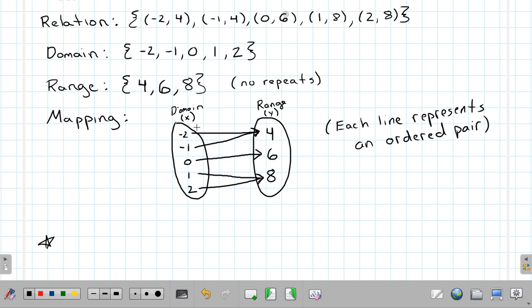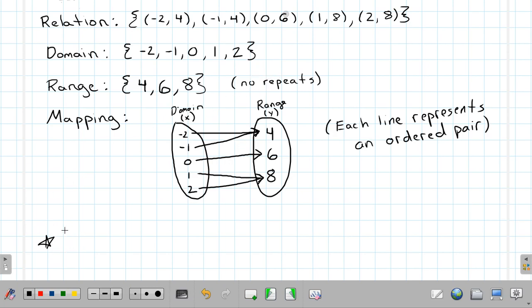Okay? So we have the ordered pair -2, 4, since there's a line connecting -2 and 4. And the same with -1, 4. 0, 6, 1, 8, and 2, 8. Okay? But once again, it's very important that we don't have repeats.